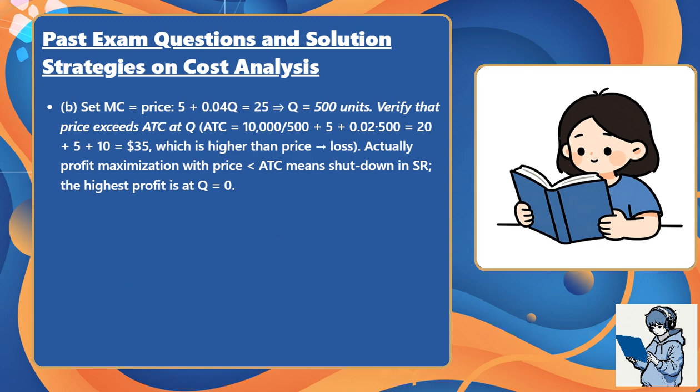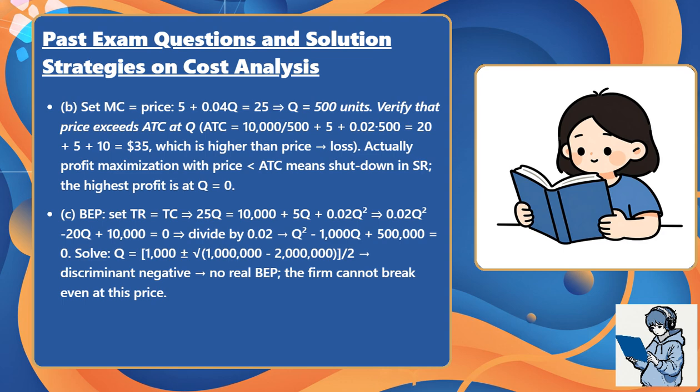B. Set marginal cost equal to price. 5 plus 0.04 times Q equals 25, which implies Q star equals 500 units. Verify that price exceeds average total cost at Q star. Average total cost equals 10,000 divided by 500 plus 5 plus 0.02 times 500, which calculates to 20 plus 5 plus 10 equals $35, which is higher than the price, indicating a loss. Actually, profit maximization with price less than average total cost means shut down in the short run. The highest profit is at Q equals 0.